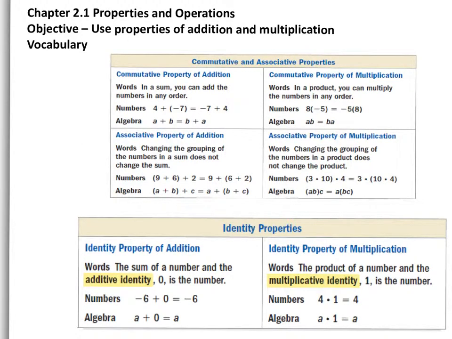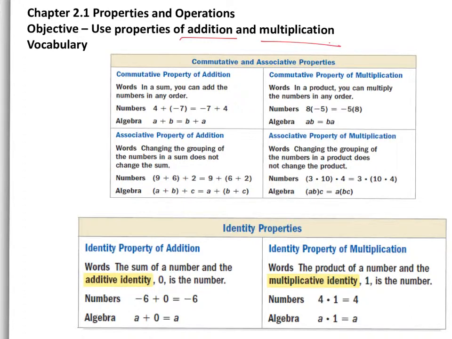2.1 Properties and Operations. In this lesson, we will learn how to use properties of addition and multiplication. Let's first look at some vocabulary terms. In this case, all the properties. Let's first look at the commutative and associative properties.